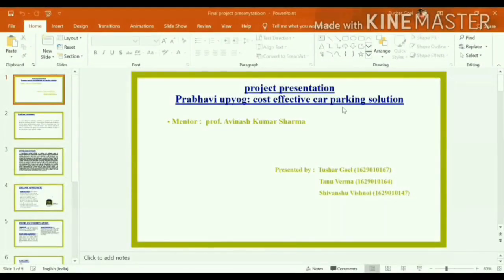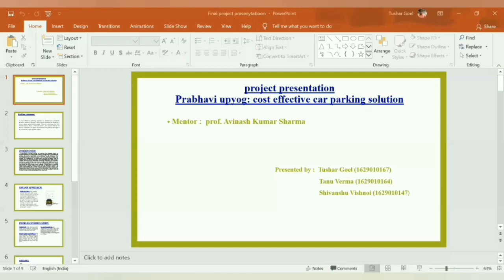We are presenting our project presentation named Prabhavi Upyog, Cost-Effective Car Parking Solution. Under the mentorship of Professor Avinash Kumar Sharma sir, my name is Tushar Goyal. My name is Shivanshu Vishnoy. And I'm going to give a presentation on the topic of cost-effective parking solution.